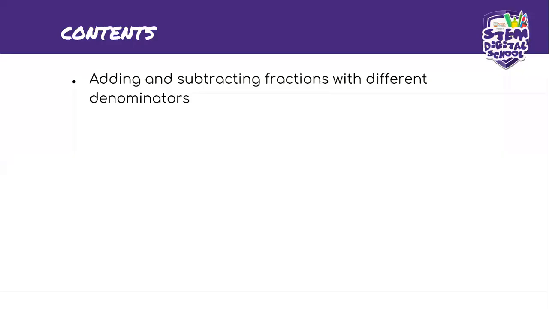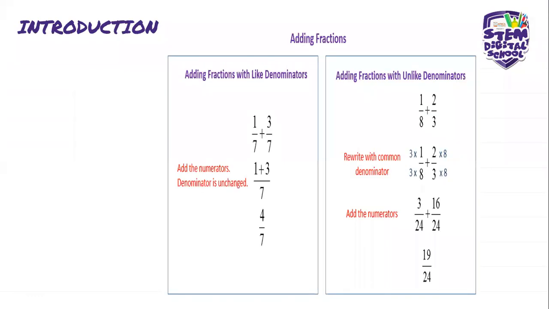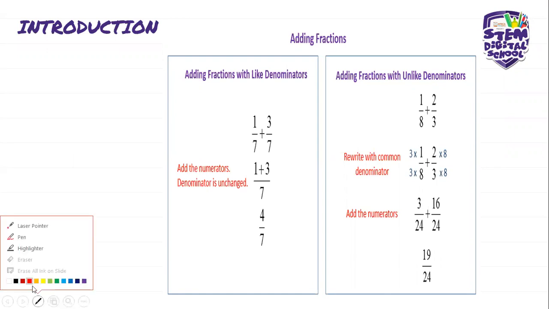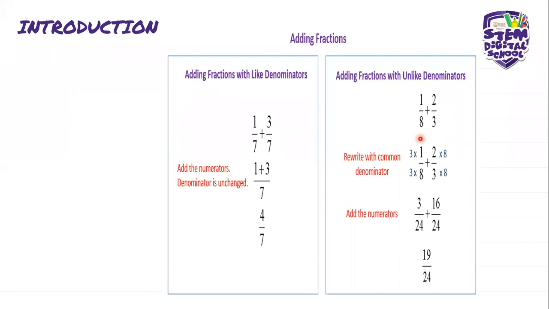Adding and subtracting fractions with different denominators. We learned one way yesterday: when we add fractions that have a like denominator, the same denominator, we just look at the numerators, add them together, and we get our answer. But now my fractions don't have the same denominator. It's 8 and 3, so I've got 1/8 and 2/3.